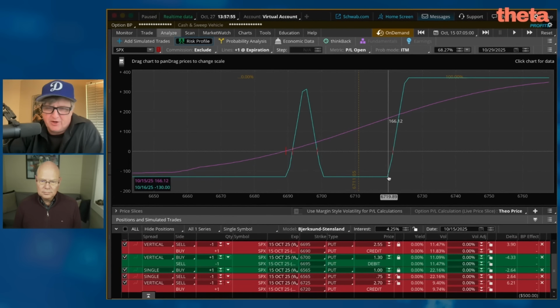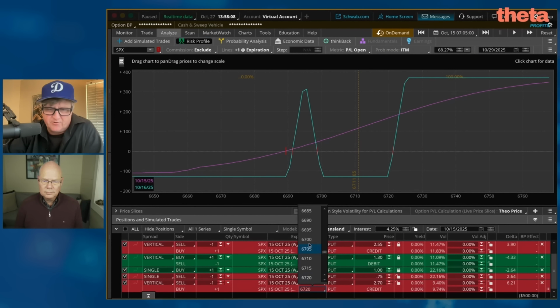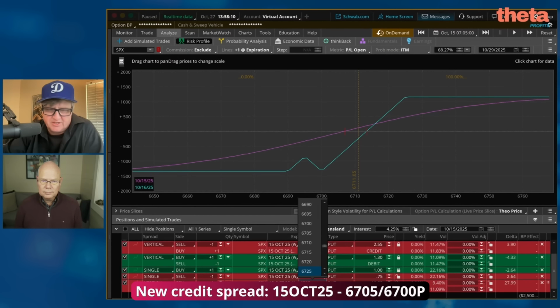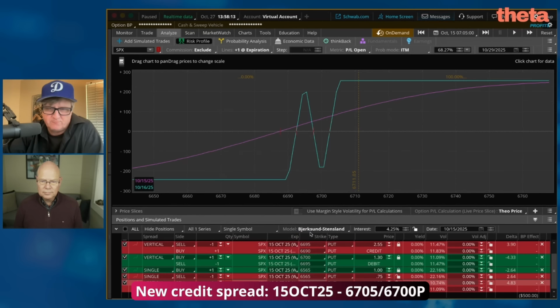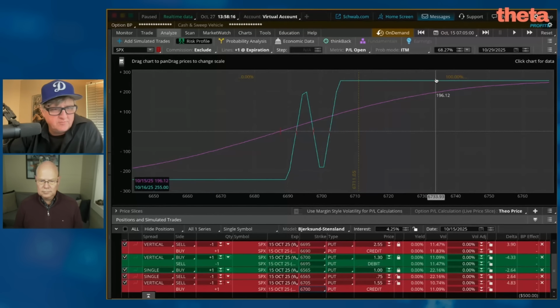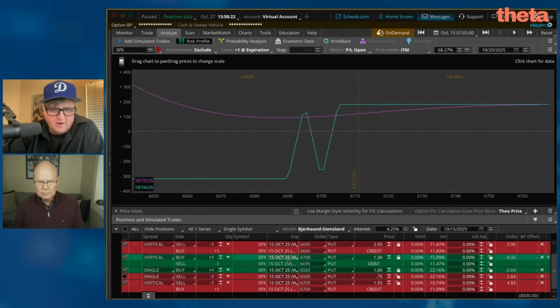In this case, I'm going to put another butterfly on right at the 6,700. So I'm going to buy the 6,700. I'm going to sell the 6,705. So that's the initial credit spread, like we did here before we closed it. And if we still had our initial hedge on, you can see that the hedge protects that beautifully. So I'm just going to lock this trade.